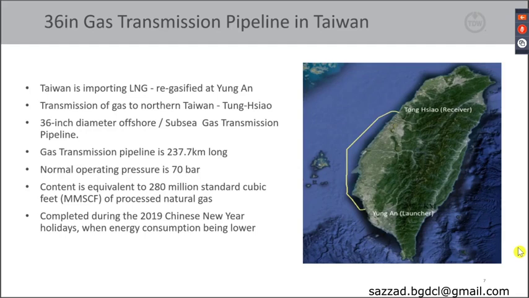What is more, it would have taken several days to fully depressurize and flare off the entire pipeline, and several more days to reintroduce hydrocarbon into the pipeline before gas deliveries could resume normal. Sometimes the project schedule does not allow for that. In fact, the work had to be completed in just 7 days during the 2019 Chinese New Year holidays, when energy consumption in Taiwan is lower than usual.